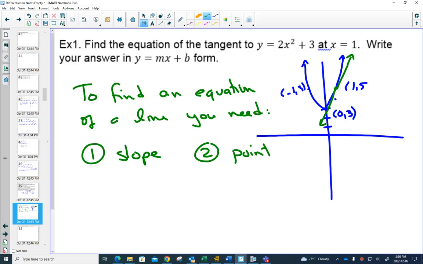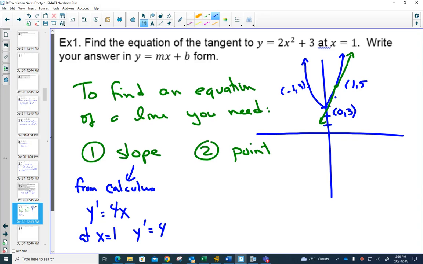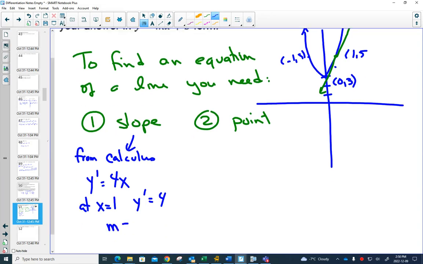We can get the slope now from calculus. The derivative of 2x squared plus 3 would be 4x. At x equals 1, the derivative would be 4. So we now know that in our equation, m has to be 4.